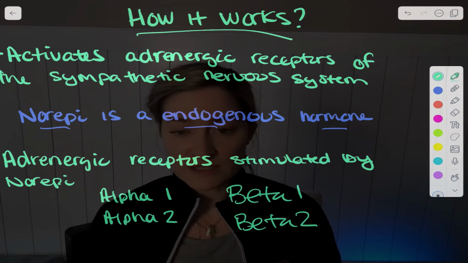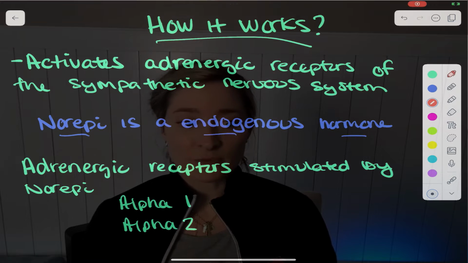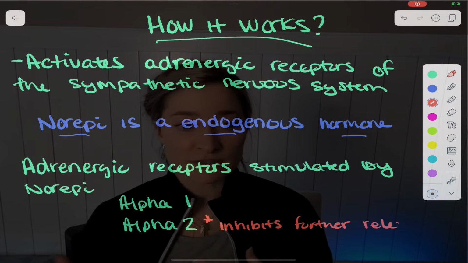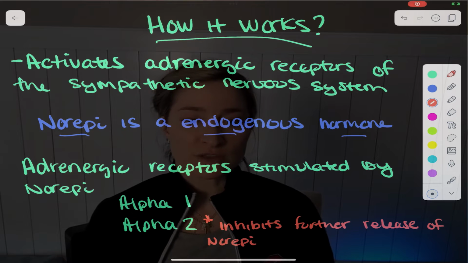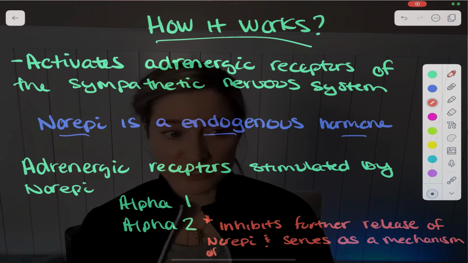So alpha-1 is really where the majority of the effects come in from norepi, and alpha-1 is what causes that smooth muscle contraction of both the arterioles and the veins equally, which then leads to vasoconstriction or an increase in SVR and increased blood pressure.